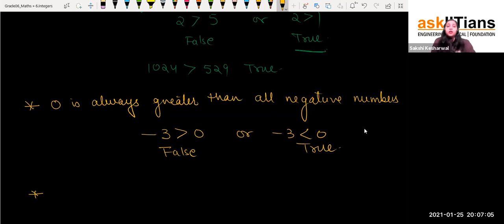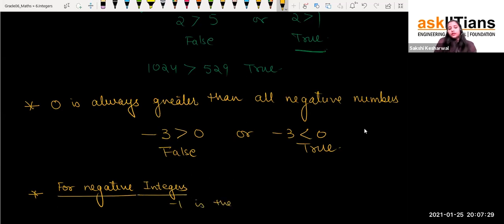Now this is a negative number. The numbers which are closer to 0 are greater for negative numbers, right? For negative integers, later on you will be learning about all numbers, but let's go for integers specifically. If you go for negative integers, we can say -1 is the greatest negative integer. Yes or no? Yes, -1 is the greatest negative integer.